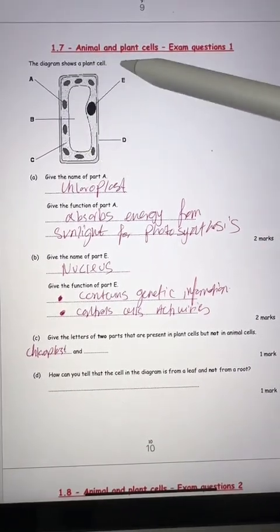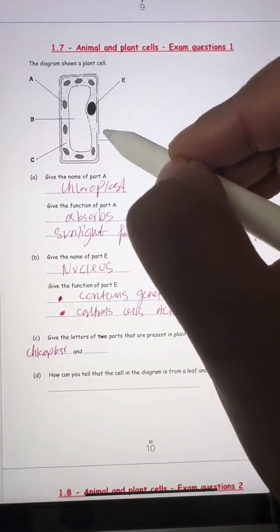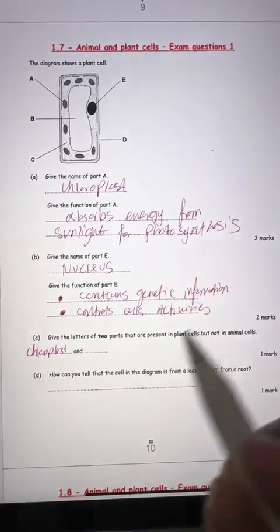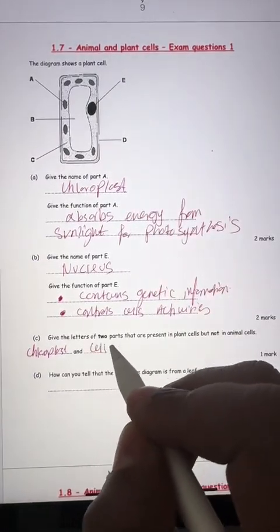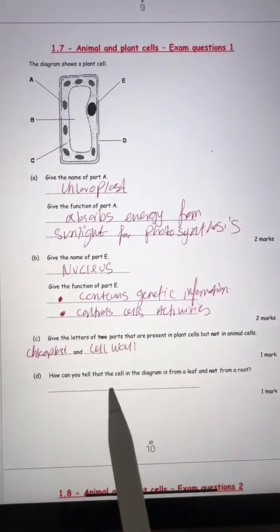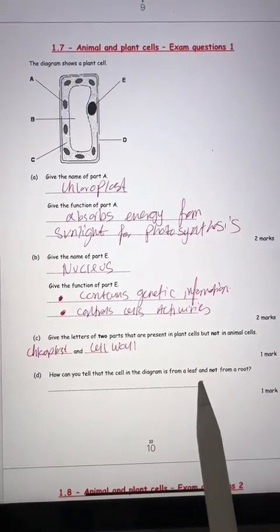And what's the other thing, guys? Come on, what's the other thing, guys? I'm pointing at it. Good. Is cell wall.